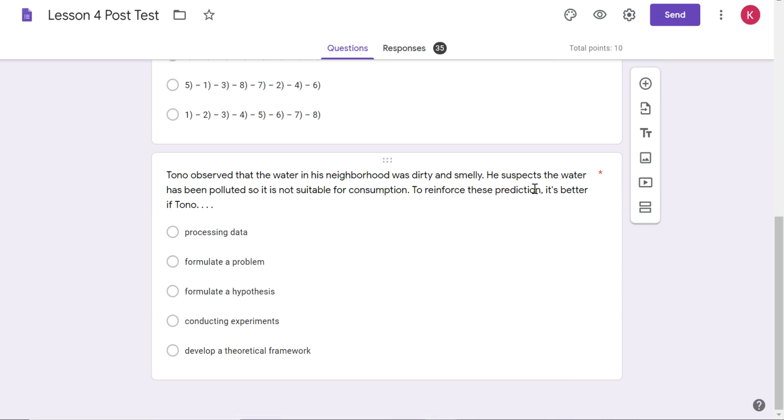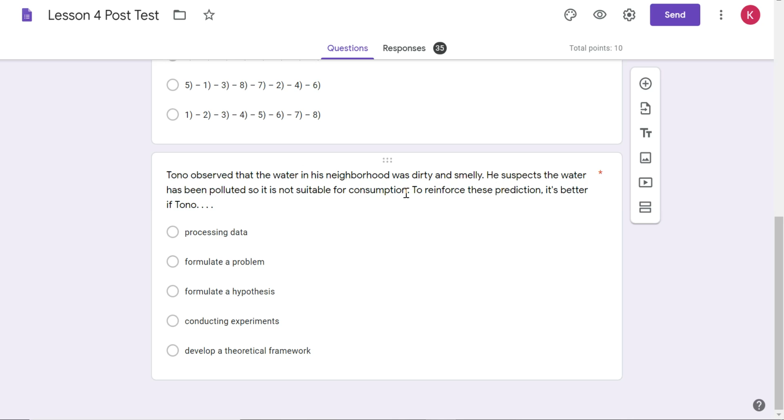Here maybe you are tricked by this prediction. So you think that this prediction is already making a hypothesis. So maybe if you think that this prediction is a hypothesis, then your answer will be conducting experiment. But actually, in this statement, there is no hypothesis statement here. It's just the prediction, but Tono didn't state the hypothesis. He just observed there is a problem here, and he stated the problem, which is polluted. The water is polluted, so it's not suitable for consumption.